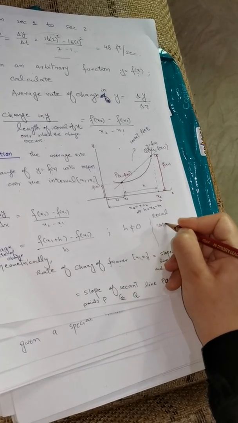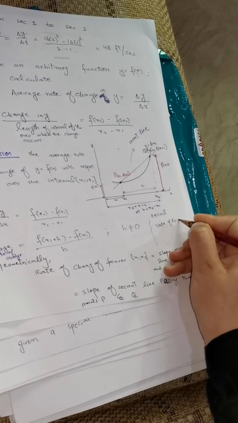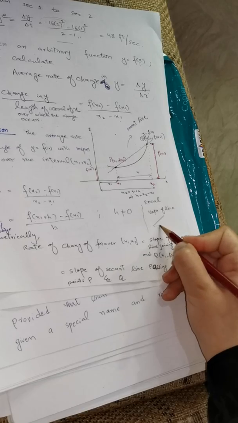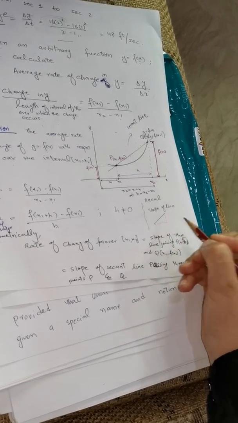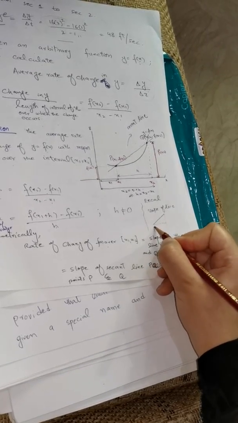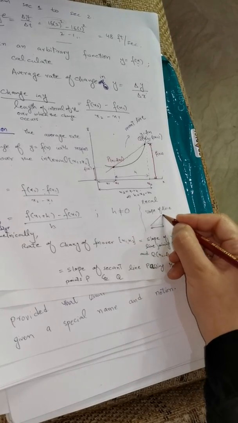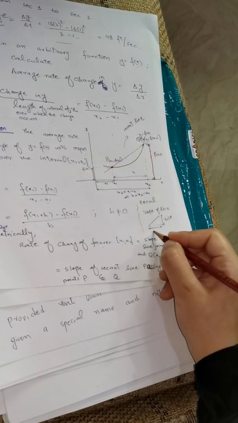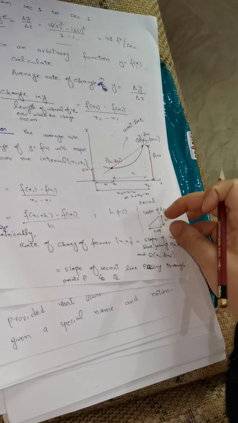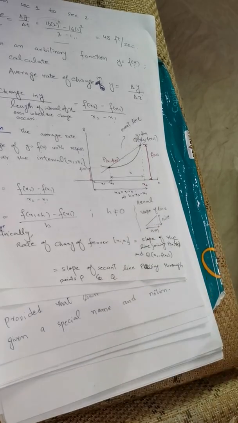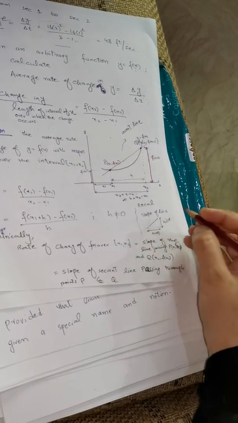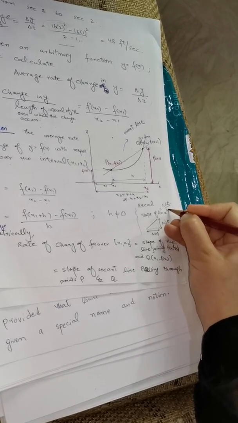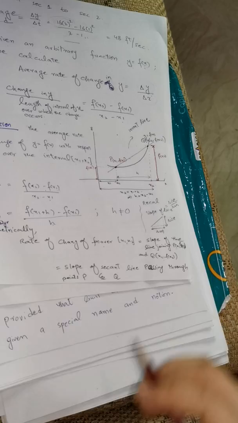Slope of line. What is the slope of a line? Any line. Let's say this one is the line. So the slope of a line is, draw the perpendicular. This one is rise over run. Perpendicular distance divided by horizontal distance. Slope of line is equal to rise over run.